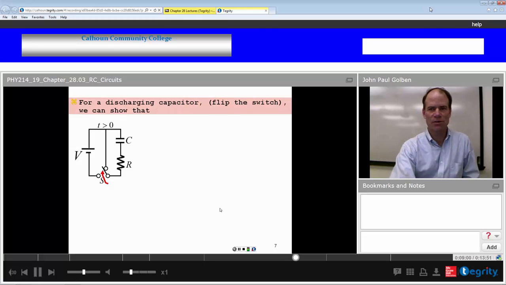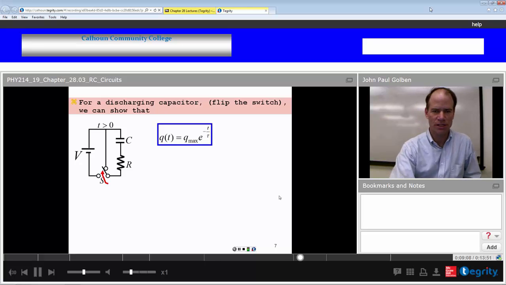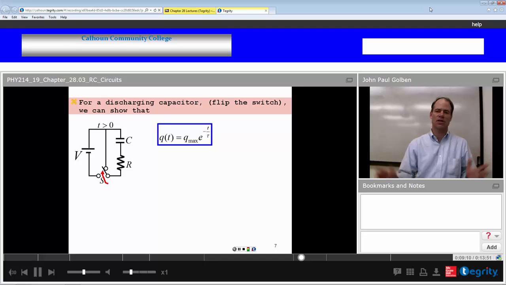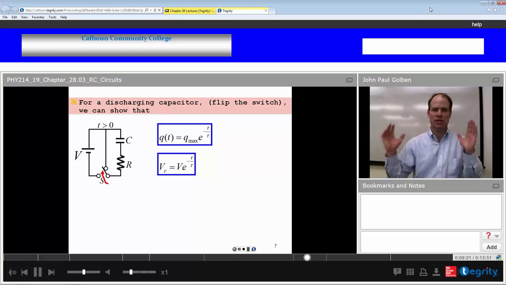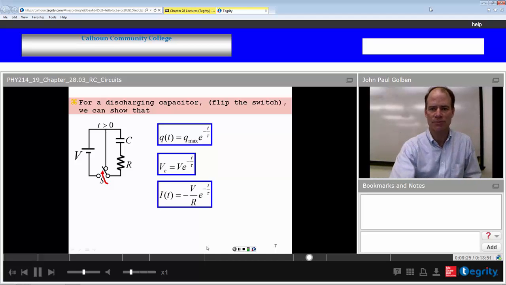For a discharging capacitor, it's flip the switch, and now all the voltage is starting from the capacitor, discharging through the resistor. It's easy to show, we're not going to show it here, but it's easy to show that our charge as a function of time starts off maximum on the capacitor and then exponentially decreases after that. The voltage on the capacitor starts with the voltage that we started with and exponentially decreases after that.